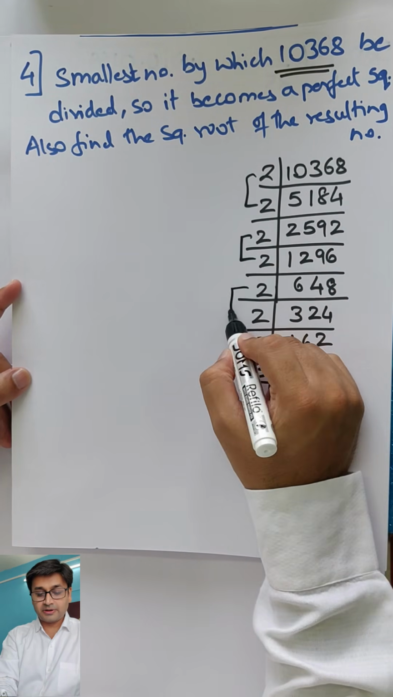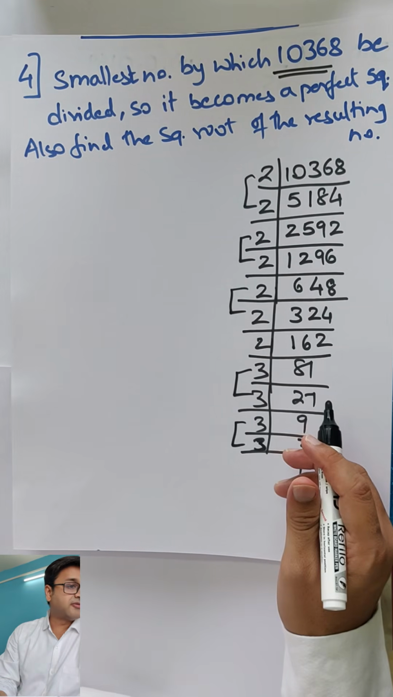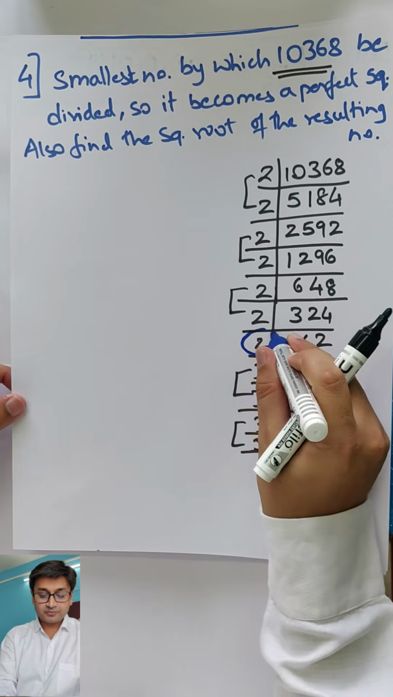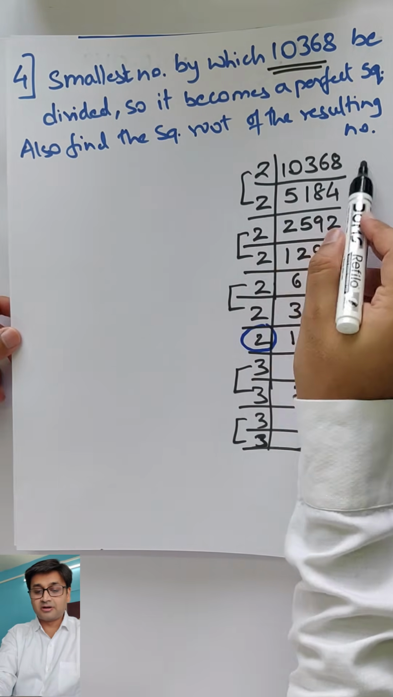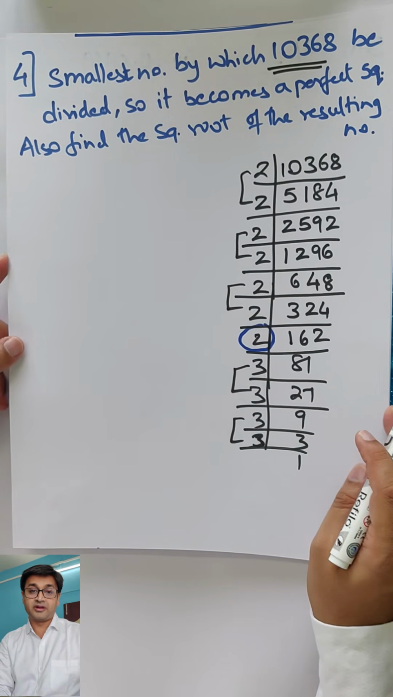This 2 is becoming a pair, this 2 is becoming a pair, 3 and 3. So what is left all alone is only this 2. This poor fellow is all alone. So divide this number by 2. Then the 2 will be eliminated and it will become a perfect square.